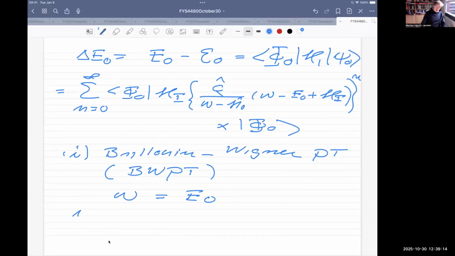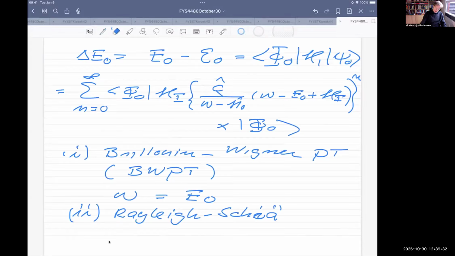And one of the consequences is that the favorite many-body perturbation theory expansion is something which is normally called Rayleigh-Schrödinger perturbation theory. This is Rayleigh-Schrödinger. Let me just write it correctly here.